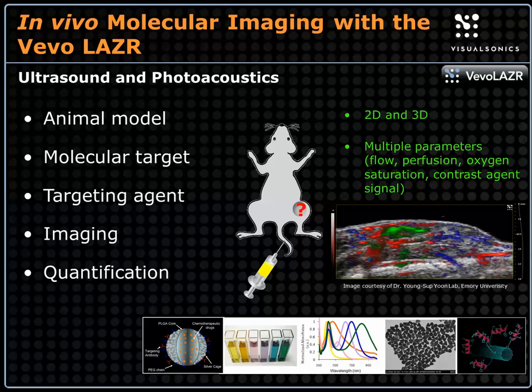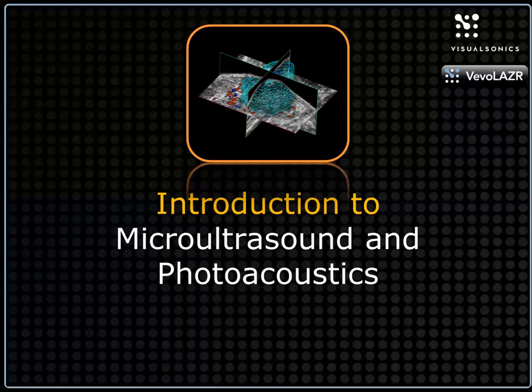The quantification is also helped out by having that resolution at depth as well. So we can quantify in 2D and 3D at depth and measure many different parameters. So we can measure flow, perfusion, oxygen saturation, and of course what I'll be focusing on here, the contrast agent signal from photoacoustic and other contrast agents. So I'll introduce our system, the micro-ultrasound and photoacoustic imaging system at this point.